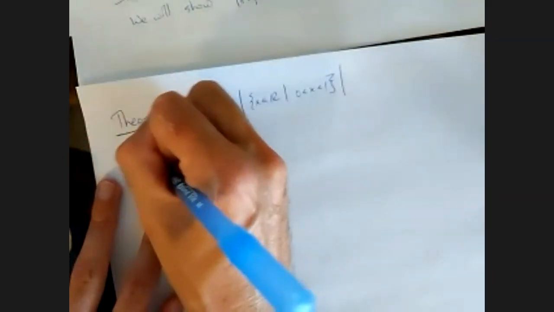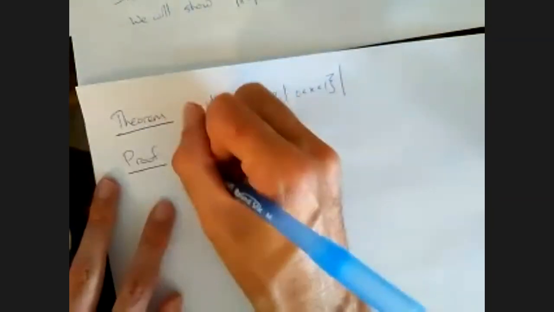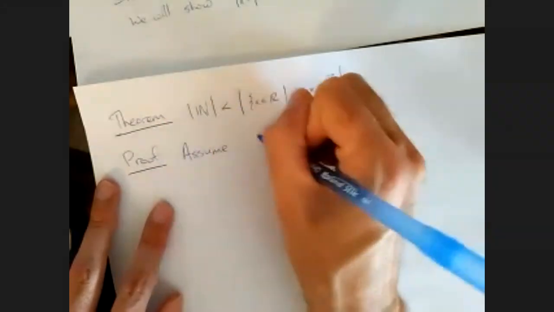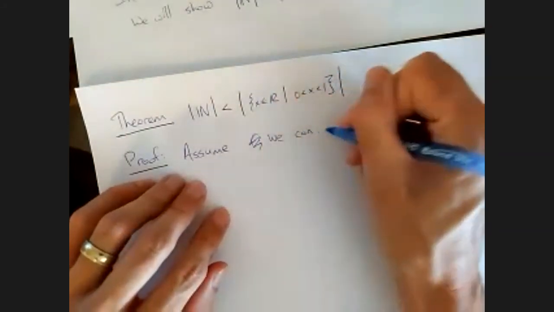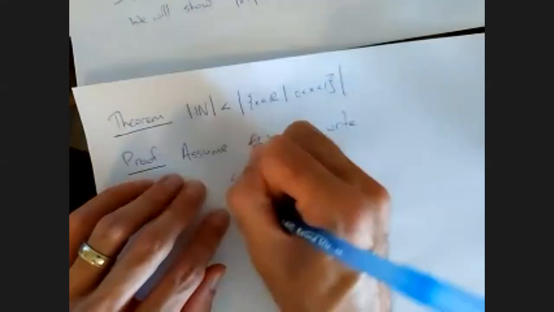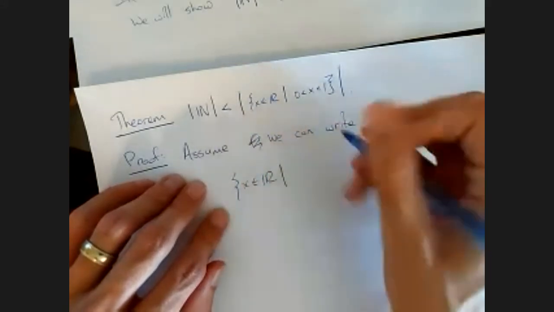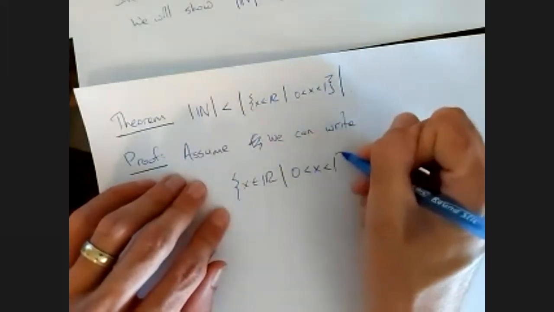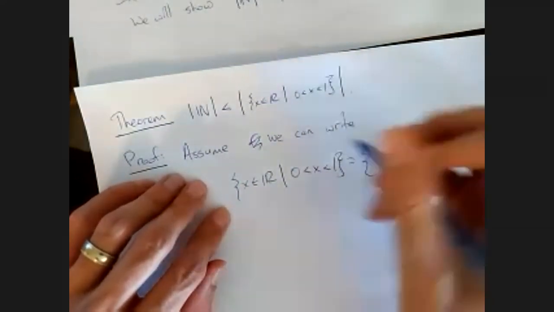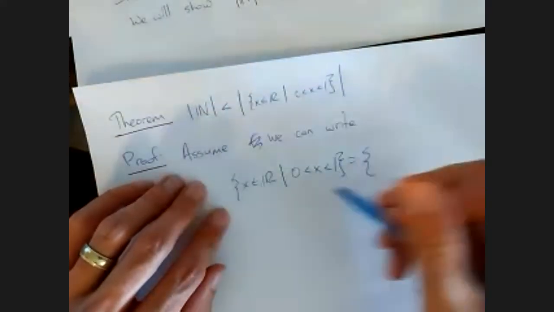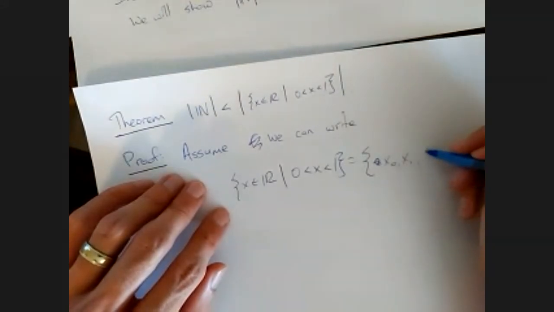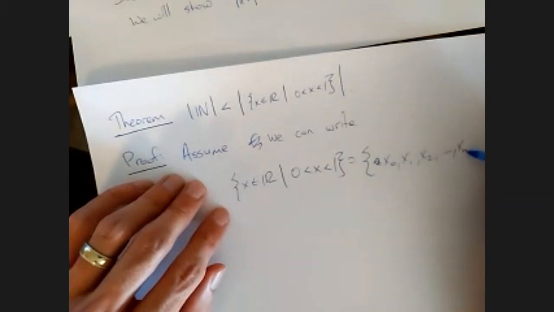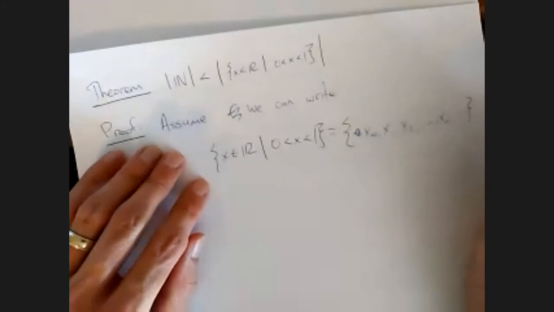A proof. I'll assume that we can write the set of all the real numbers between 0 and 1, and that we have a one-to-one and onto function from the natural numbers to the set. So enumerate them as x0, x1, x2, xn, like that.